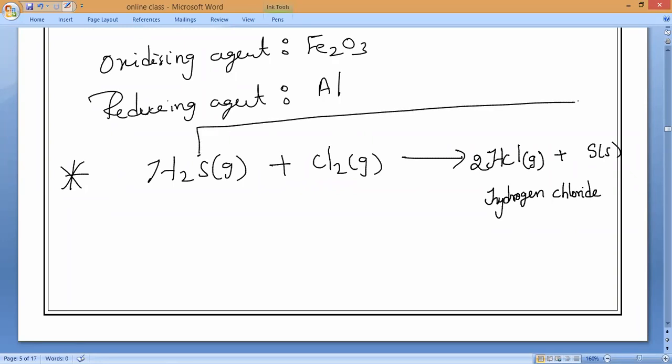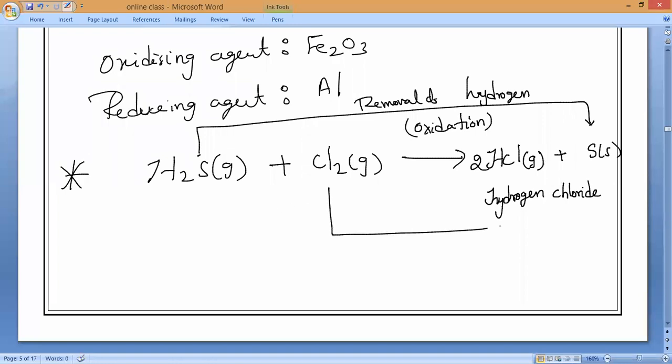So what do we call it? Removal of hydrogen. Reduction? Oxidation? Removal of hydrogen is called oxidation, not reduction. Next, chlorine is going to gain the hydrogen. Addition of hydrogen is called reduction.